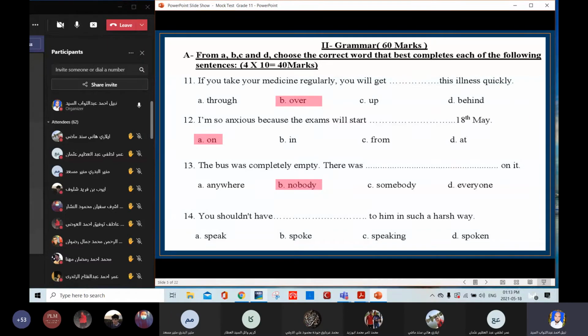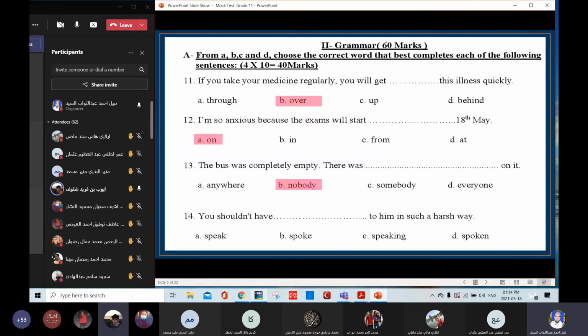So you have to choose the correct indefinite pronoun. Does it refer to a place or a person or a thing? We have nobody, somebody, anybody. We have anywhere, nowhere, somewhere. We have everyone, everything, everybody, etc. The last one, question 14: here we are revising what? We are revising modal perfect. Modal perfect, should have plus past participle, is for giving late advice or advice about the past. Ayub bin Farid.